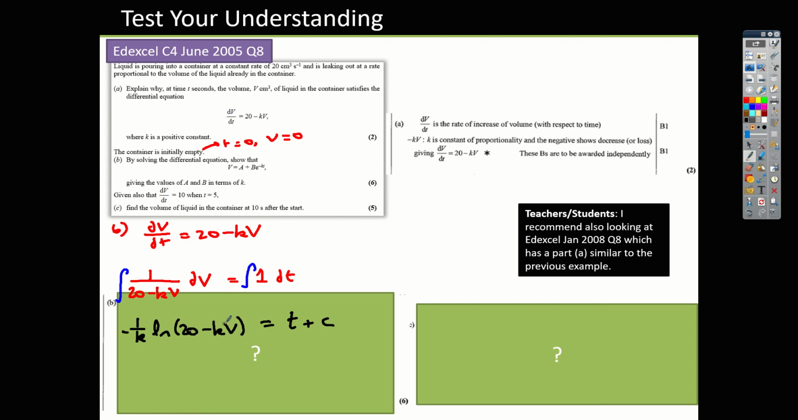And now our aim is to solve for v. So I've got to try and rearrange in such a way to get to v. So the first thing I'm going to do is times by minus k. So now ln of 20 minus kv equals minus kt minus kc. I can now exponentiate. So 20 minus kv equals e to the minus kt minus kc.